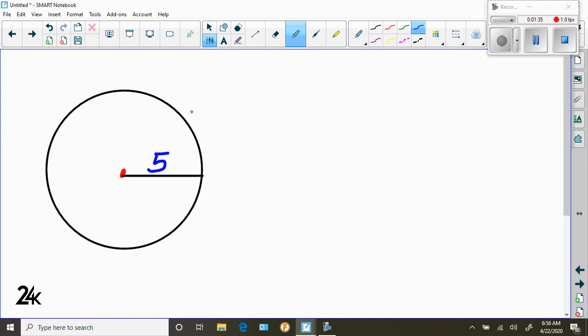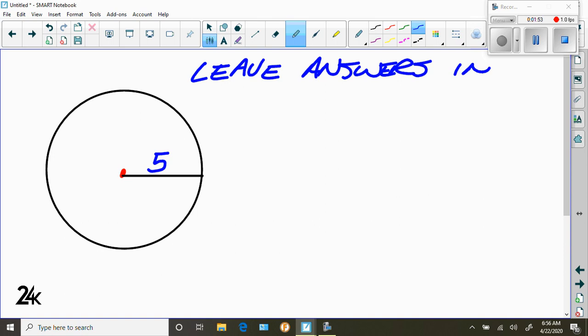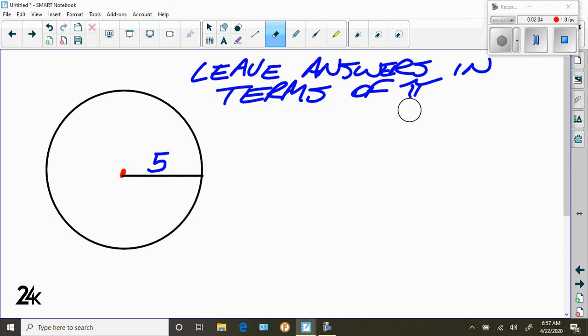Don't freak out. Here's what every problem is going to look like. The directions are going to say something like this: find the arc length, leave answers in terms of pi. It's not always going to say that, but these do. Leave answers in terms of pi.